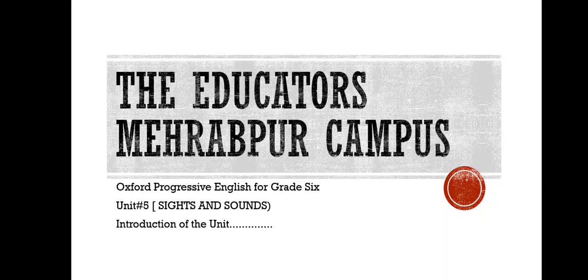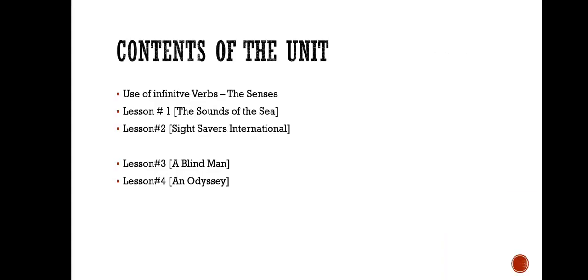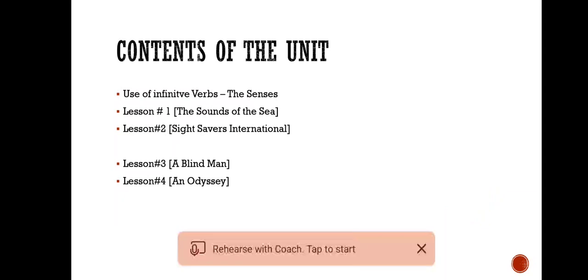Let's see the introduction of this unit and the contents that we are going to learn in this unit. First of all, we will learn the use of infinitive verbs and the senses. Here in this topic we will do a revision of the topic, the senses, that we have learned previously. Then we will learn lesson 1, which is The Sounds of the Sea. Then lesson 2, Sight Savers International. After that we will cover lesson 3, which is A Blind Man, and then lesson 4, which is An Odyssey.